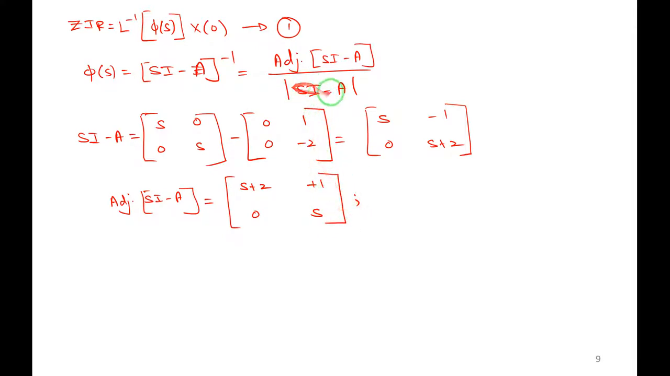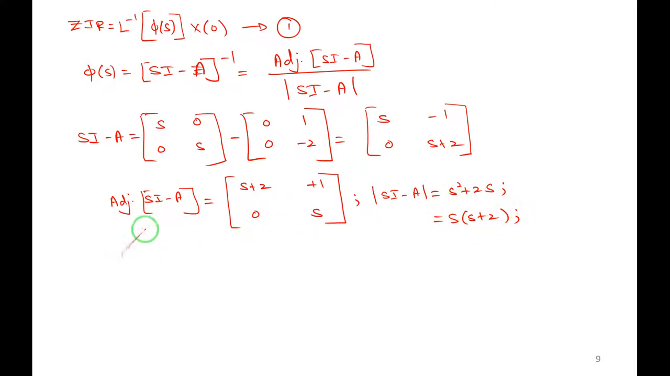Similarly, find out the determinant of the matrix, the determinant of sI minus A. The determinant of sI minus A is s into s plus 2, that is s square plus 2s, minus 0 into 1, which is 0, so minus 0 I will not write. So s square plus 2s, or else I can write it as s into s plus 2. Whichever is convenient, I will make use of, right?